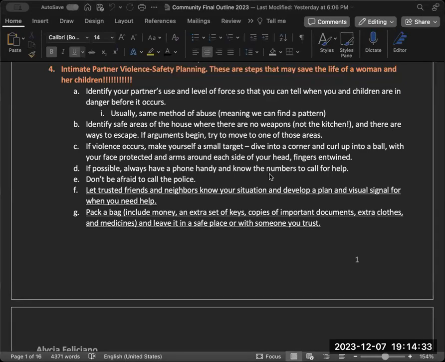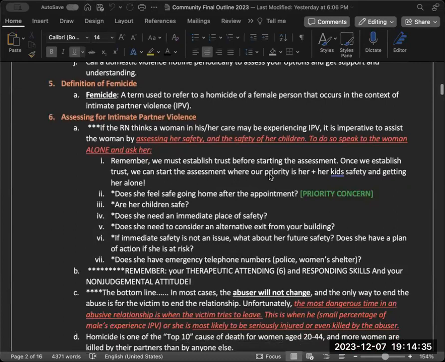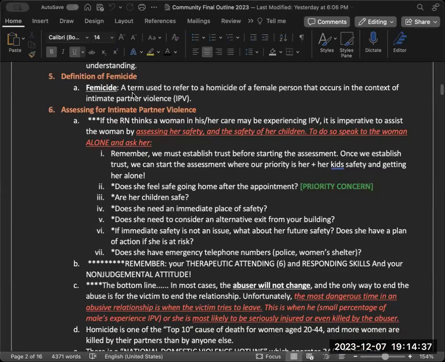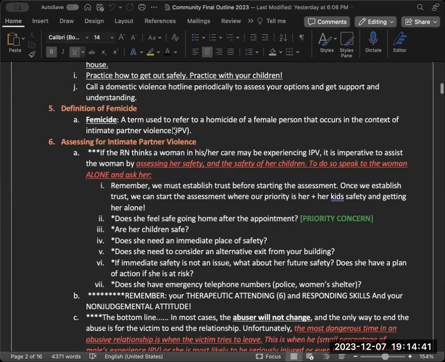No. Okay. So the next thing was a definition of femicide. I got this from the textbook, and it said that it's a term used to refer to homicide of a female person that occurs in the context of intimate partner violence. So this is when someone who's having intimate partner violence or is undergoing domestic violence is sadly killed in that unfortunate circumstance. That's the definition of femicide.